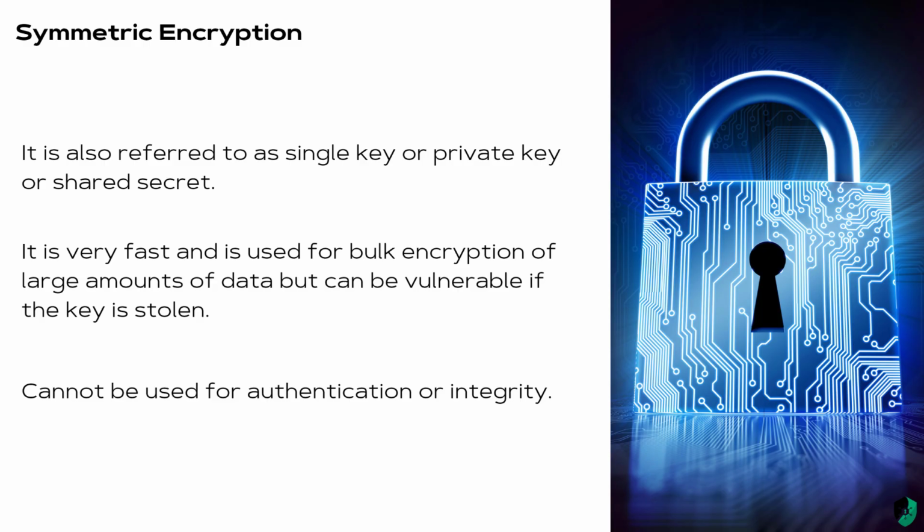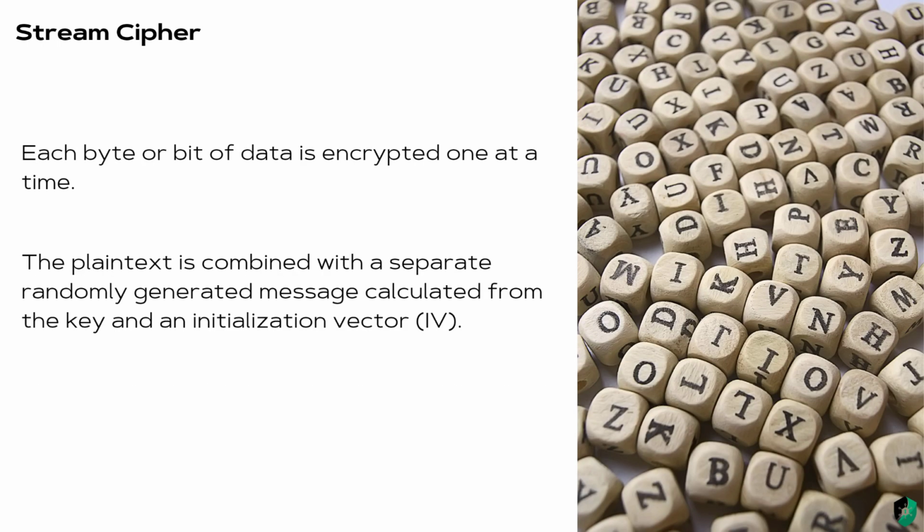Now, symmetric encryption is also referred to as single key, private key, or shared secret encryption. It is extremely fast because it's a single key that's being used. You can use it for bulk encryption. However, it can be very vulnerable because since it's a single key, if that key is stolen, then the entire encryption algorithm will fall into pieces. It cannot be used for authentication or integrity because both Alice and Bob have access to the exact same key. So, remember with symmetric encryption, you've got two types, stream ciphers and block ciphers.